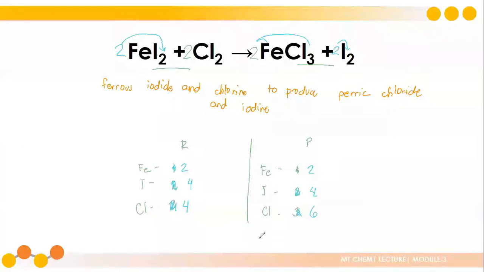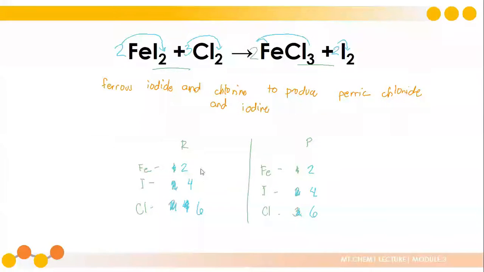Okay, so what you need to do now is to try to change the coefficient in this chlorine on the reactant side. So let's try to make it 3. Now instead of having 2 chlorine, you have to multiply 3 by 2. This is now 6. Do not be afraid to change the coefficients if you think that your equation is still not balanced. Let's now check.